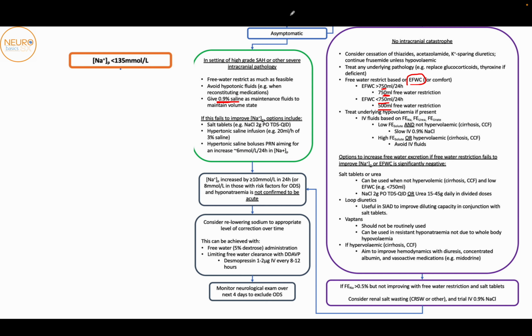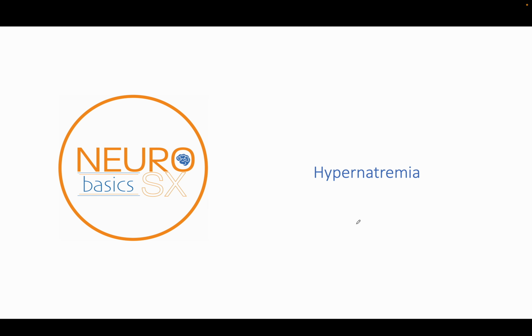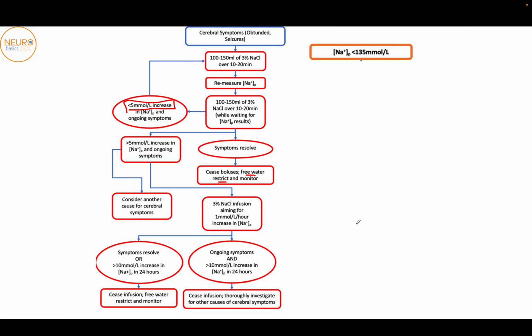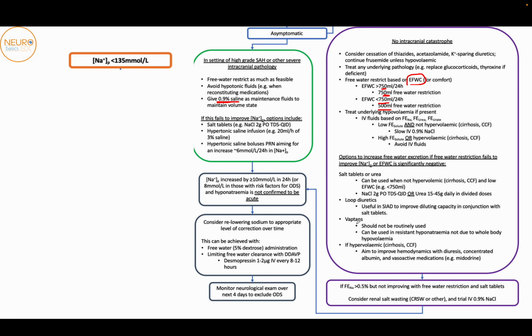In patients who are asymptomatic, who have no intracranial problems, if fluid restriction does not work, you can use salt tablets, you can use loop diuretics as we discussed, you can use Vaptans. Right, so that is all about hyponatremia, a slightly confusing topic, but I think if we go through these flowcharts, it is a little bit easier and helpful to remember.